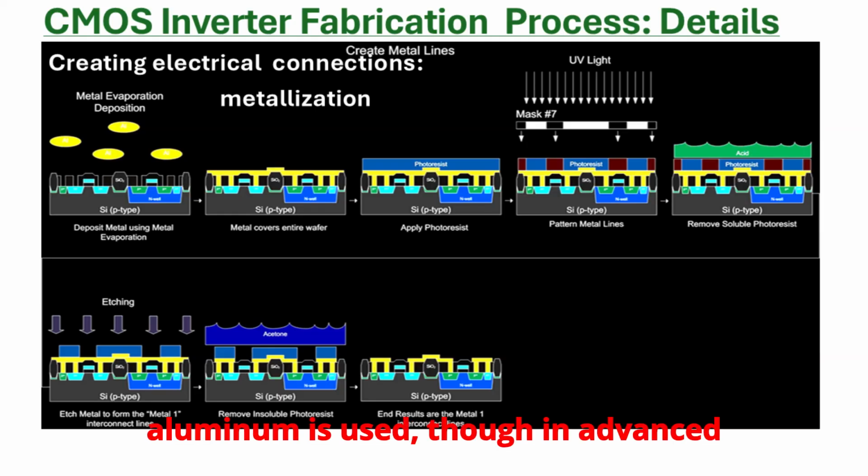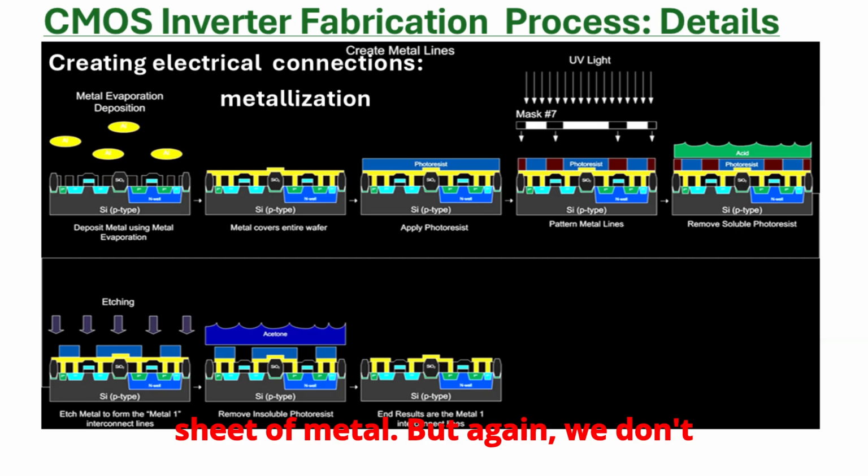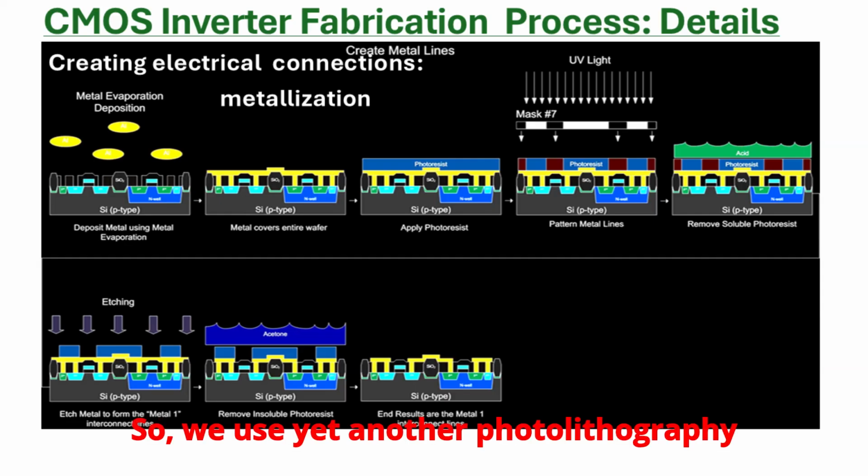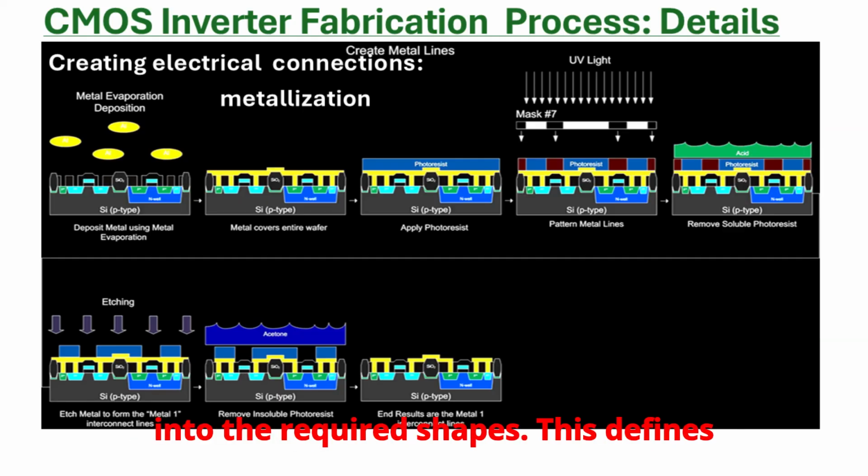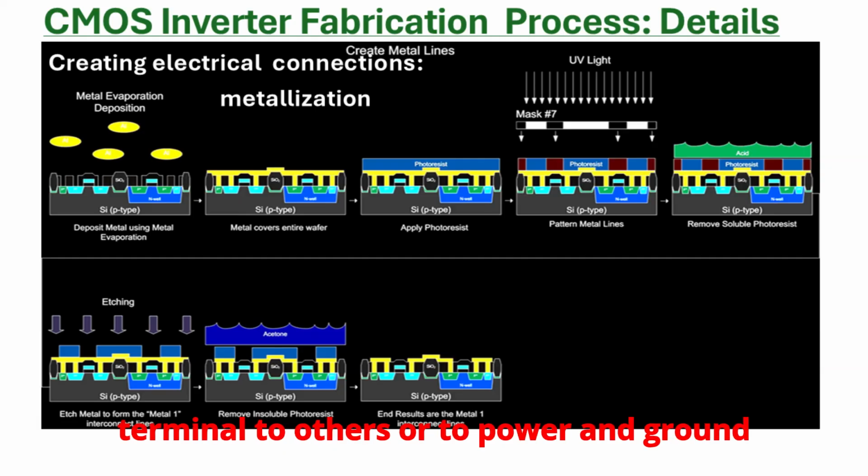Typically, aluminum is used, though in advanced technologies copper is preferred. The deposition is done over the entire wafer, often through metal evaporation or sputtering, processes very similar in concept to CVD. At this point, the wafer is fully covered with a uniform sheet of metal. But again, we don't want metal everywhere, only as interconnect lines and terminal pads. So, we use yet another photolithography and etching process to pattern the metal into the required shapes. This defines the wiring that connects each MOSFET terminal to others, or to power and ground rails.